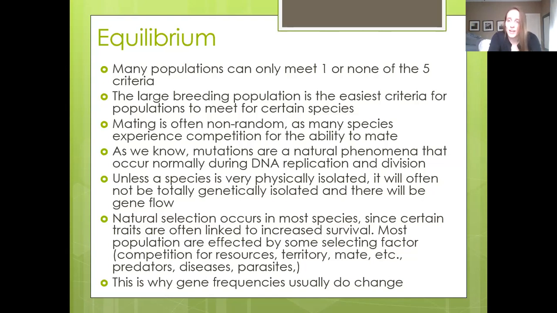nothing, no predators. Tons of food, tons of water, tons of mates. Unless all of that's true, there's going to be something that makes certain traits better than others. As soon as some individuals are dying or some individuals are out competing others, then you're going to have natural selection. So because of that, gene frequencies in populations do normally change.